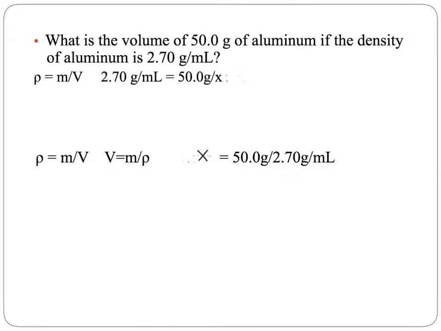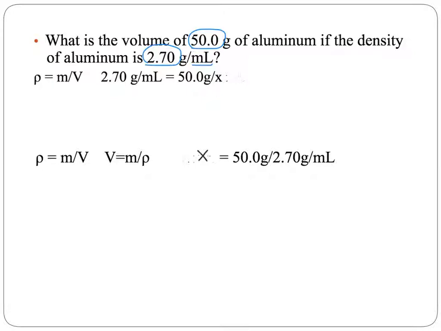So just to model doing these sorts of calculations, say you have a question that asks what is the volume of 50 grams of aluminum if the density is known to be 2.70 grams per milliliter. This milliliter again could also be cubic centimeters. So notice also we have 3 significant figures in both of our measurements, and so our answer is going to have to be in 3 significant figures.